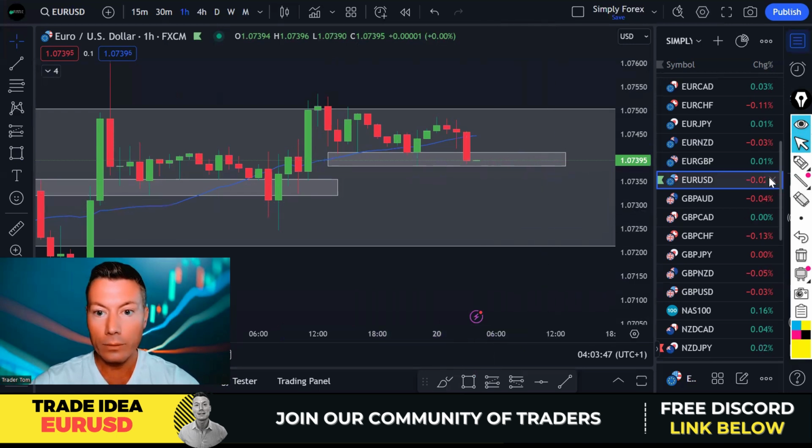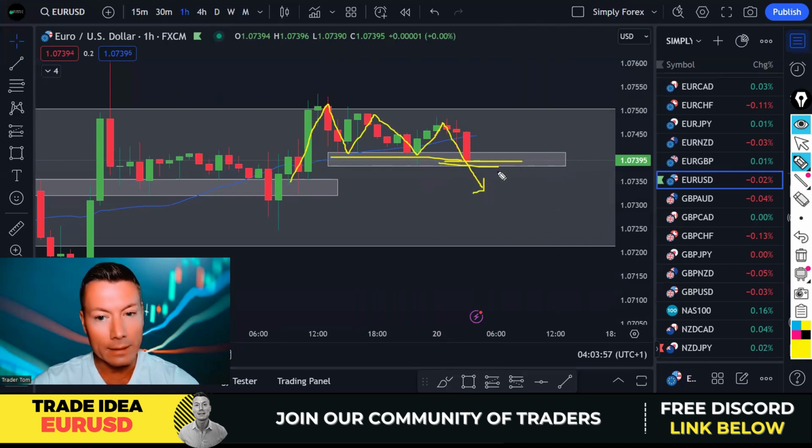Okay. Now, if we break this level, we again have a break of H1 structure. So I will be interested in this. The problem is it comes immediately into another piece of support. So I'm going to look at the H1 here and the H4 and assess this, to see if we get a break here that I do want to sell it.